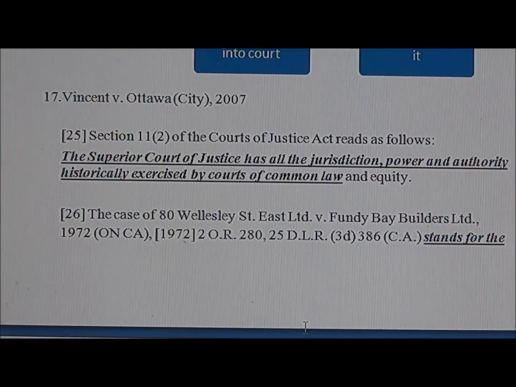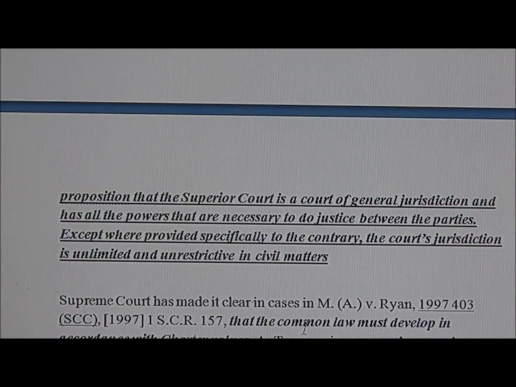Now again, in Article 26 of this same judgment, he writes that it stands for the proposition that the Superior Court is a court of general jurisdiction and has all the powers that are necessary to do justice between the parties, except where provided specifically to the contrary. The court's jurisdiction is unlimited and unrestricted in civil matters. So here it says the Superior Court has all the power necessary to do justice, unless what?